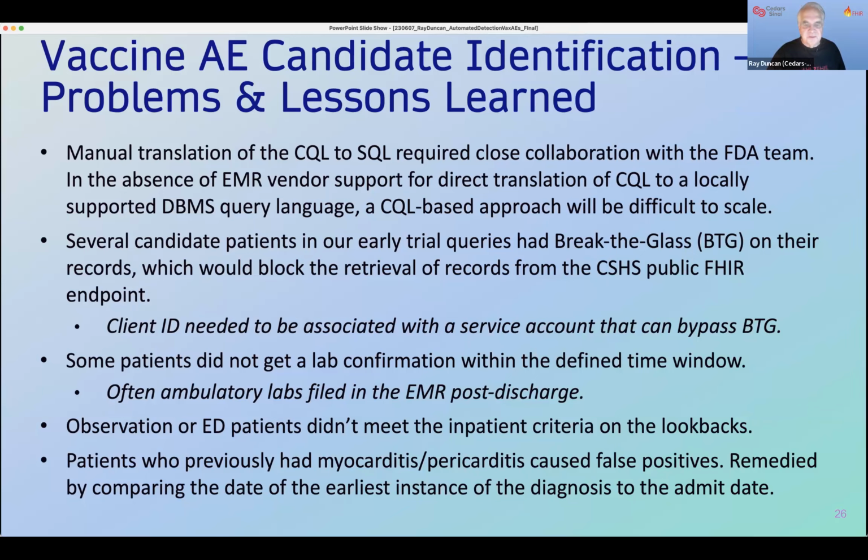We did find some other little problems with time frames, and the fact that the FDA really didn't take into account observation and ED patients, which are treated separately, in a separate category from other patients in our EMR.